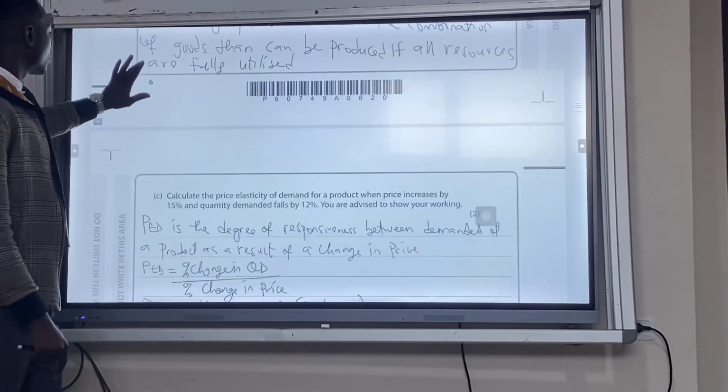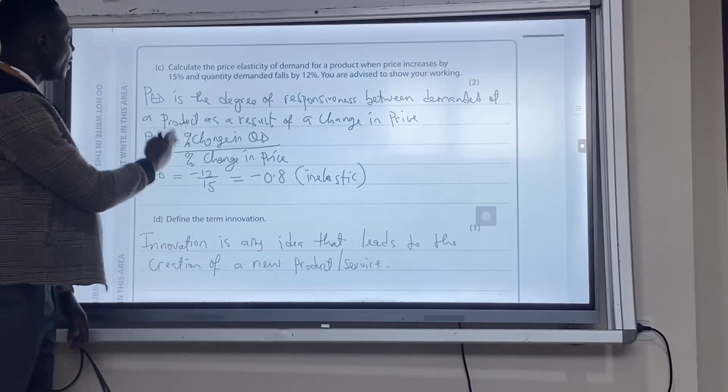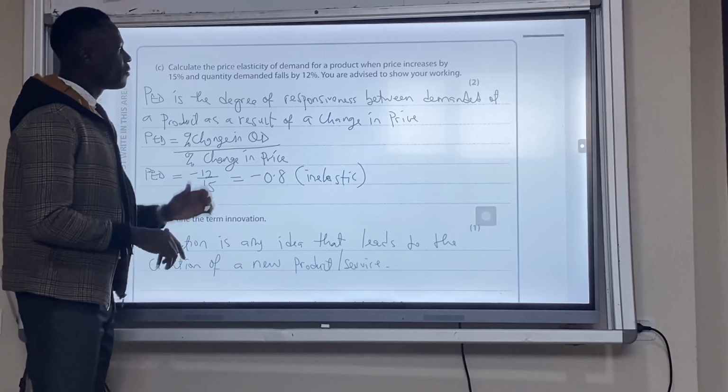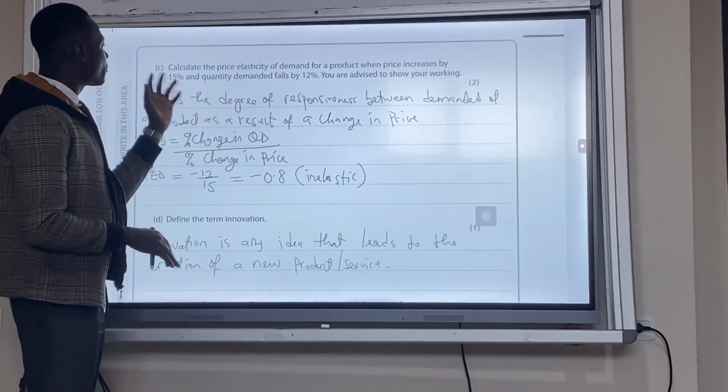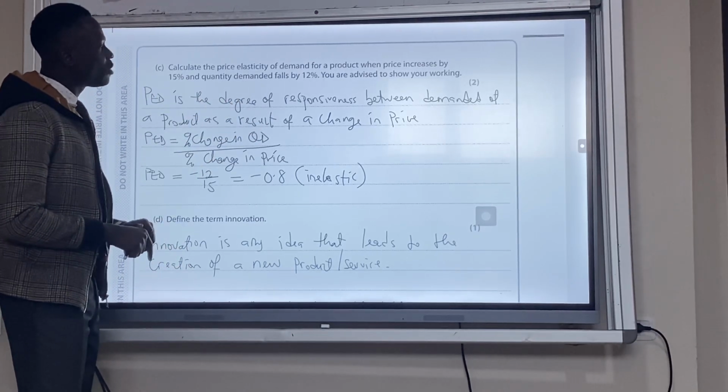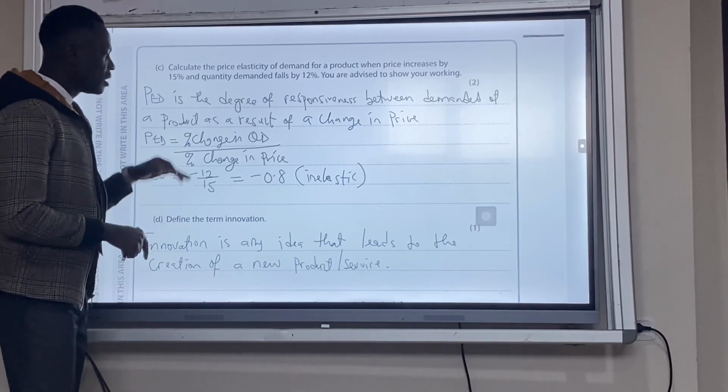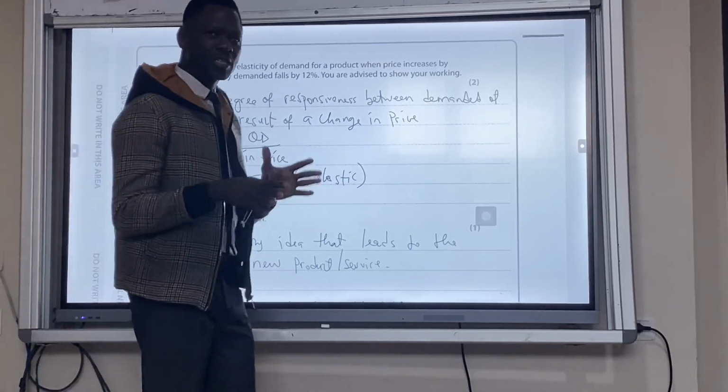Down. So go to question C. Calculate the price elasticity of demand for a product where, when price increases by 15%, quantity demanded falls by 12%. You're advised to show your working. So before we go into the working, what is price elasticity of demand?